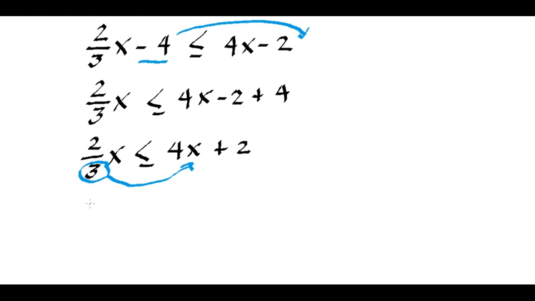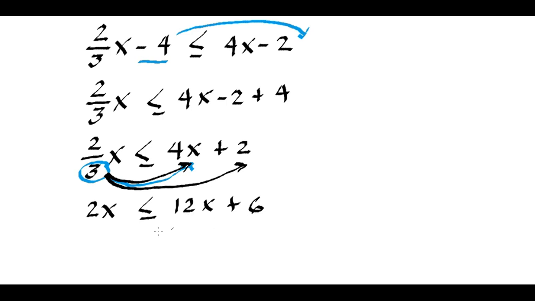So, that will be 2x again. Copy 2x, wala na si 3. Is less than or equal to. Multiply 3 times 4x, so that will be 12x. And then plus 3 times 2, so we'll have here 6. So, saan galing ang 12x? So, that is 3 times 4x, and then 3 times 2, so that will be 6.